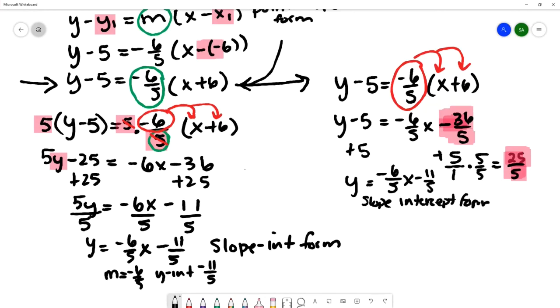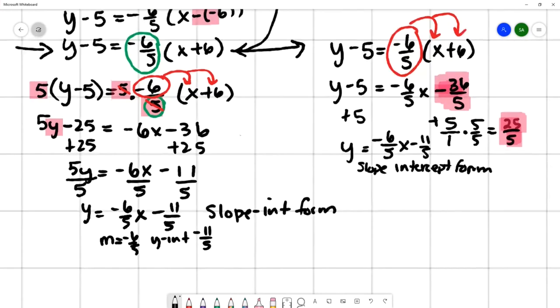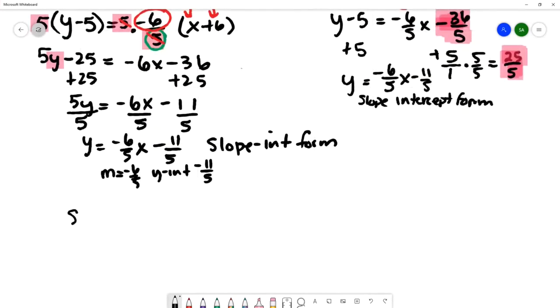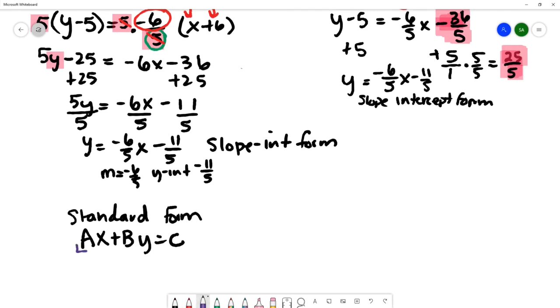So we have one more form to write out, and the last form is called standard form. Standard form is when you have ax plus by equals c. So what that means is that you have your x term and your y term on the same side of the equation, and then the constant on the other side of the equation.